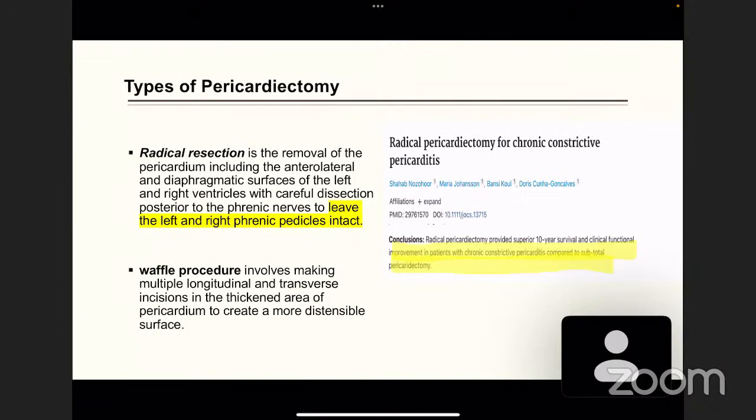Another paper was published in 2018, I believe, where it compared the radical pericardiectomy to subtotal pericardiectomy in cases of chronic constrictive pericarditis. Again, the radical pericardiectomy had the upper hand, providing superior 10-year survival and clinical function improvements compared to total pericardiectomy.